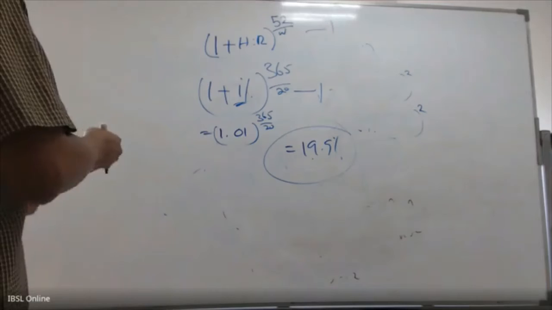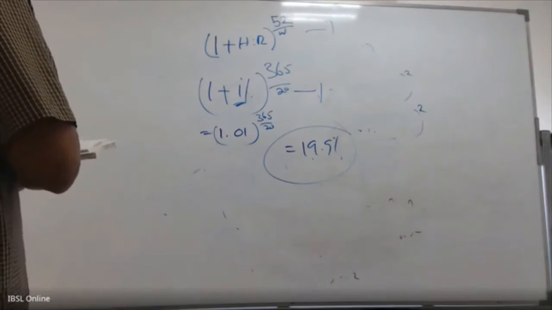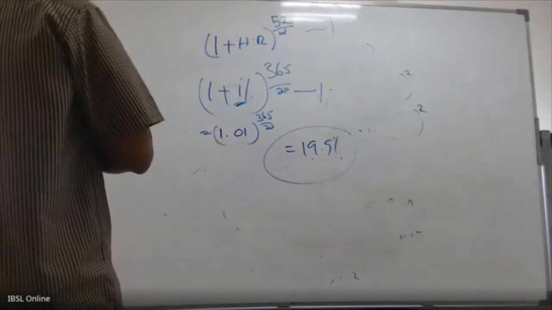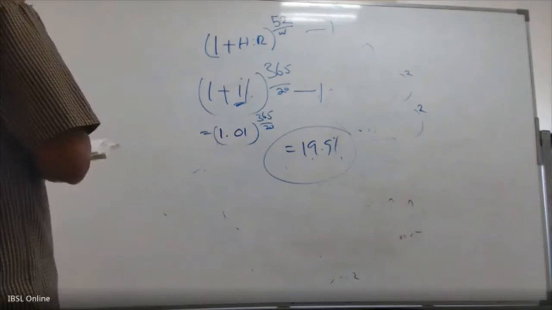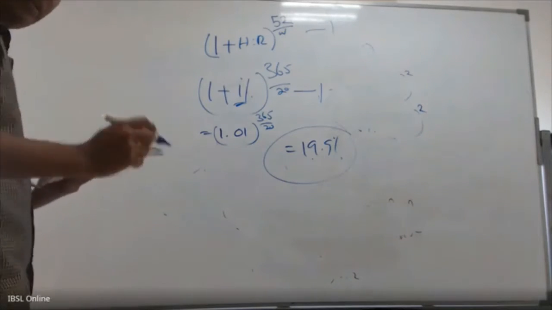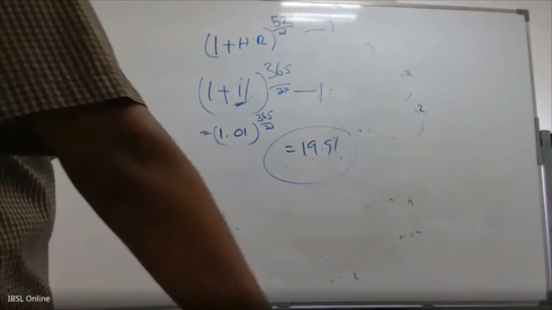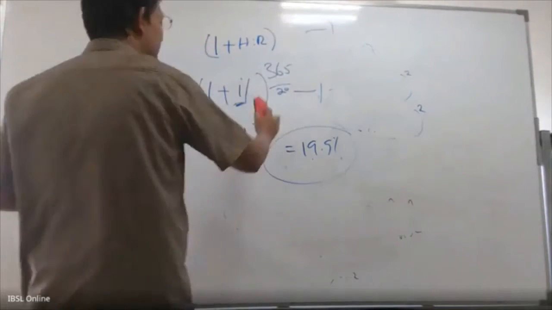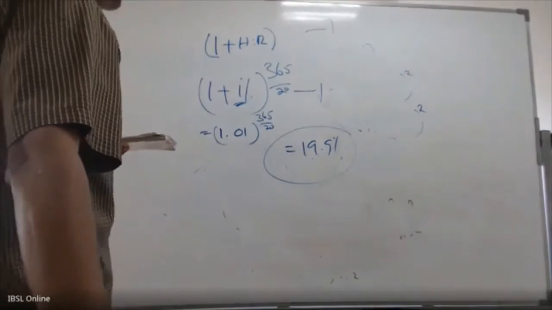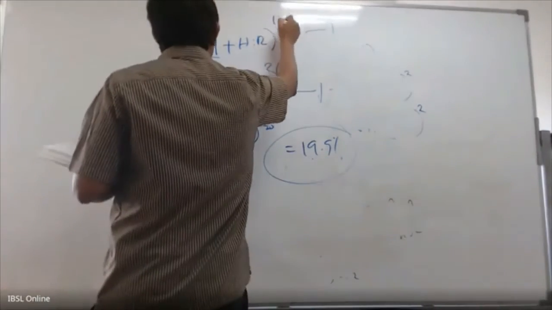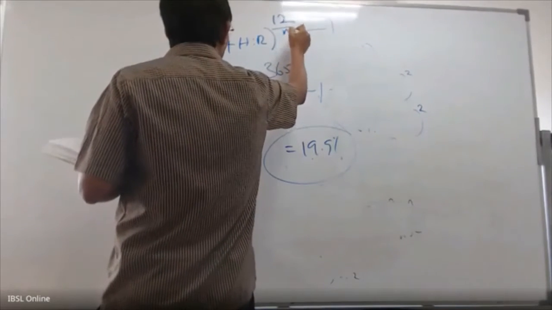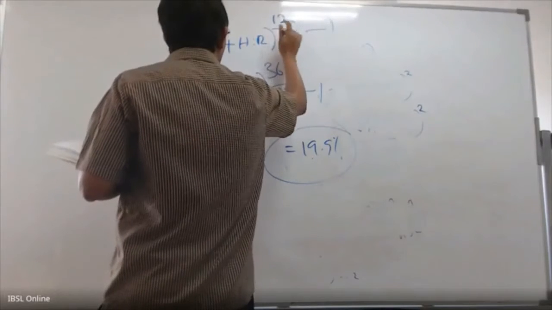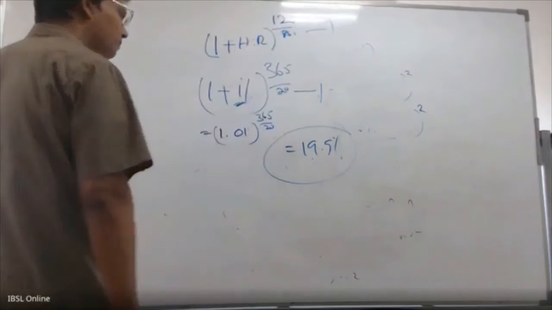And the next question. If an investor earns a return of 2% during a 2-month holding period, what is the annualized holding period return? If it is months, only this changes: 12 divided by n. So you put 2 months in place of n. So the formula is the same with n.